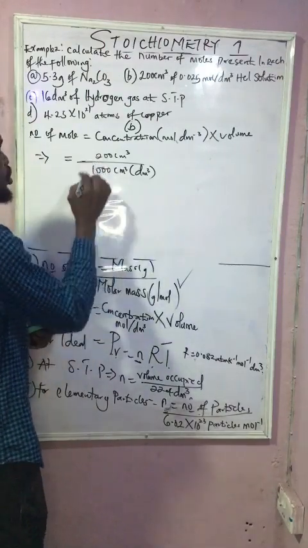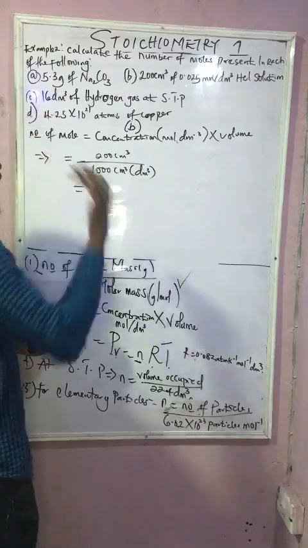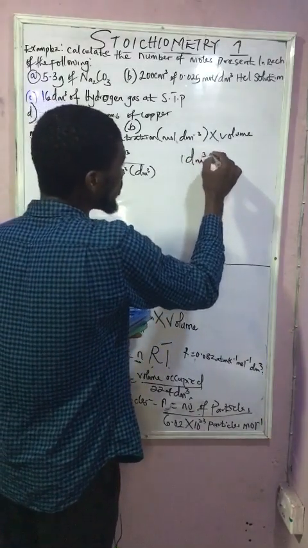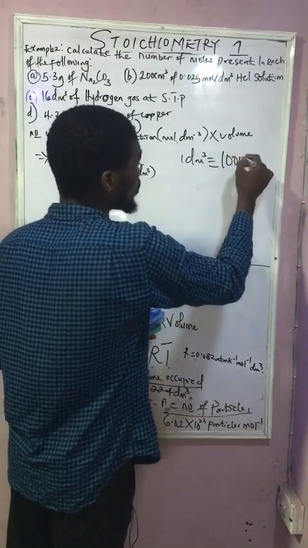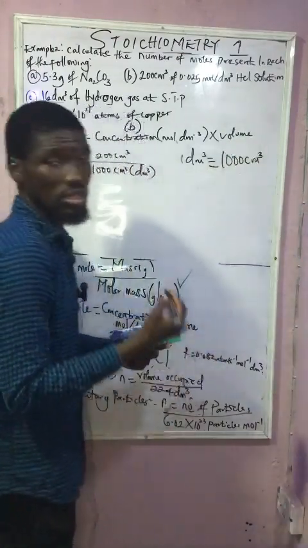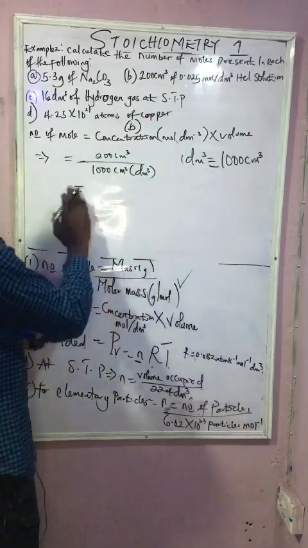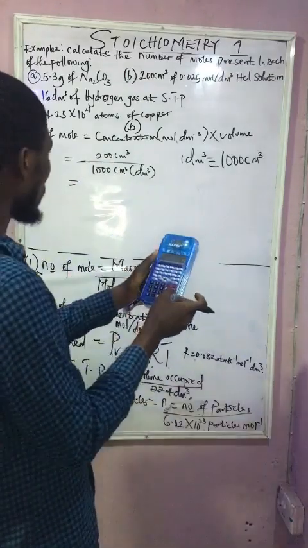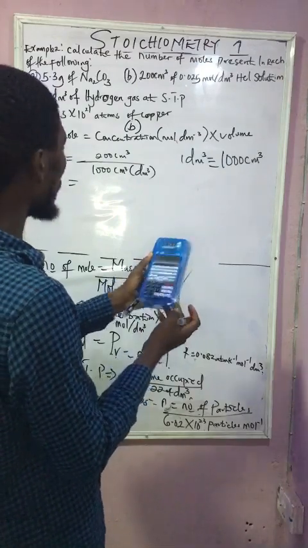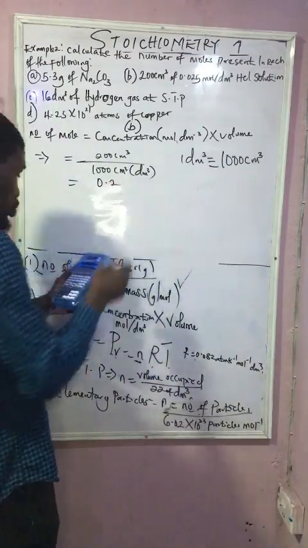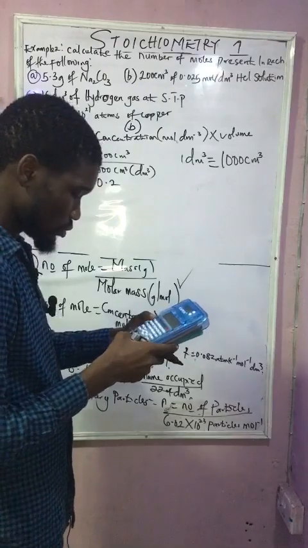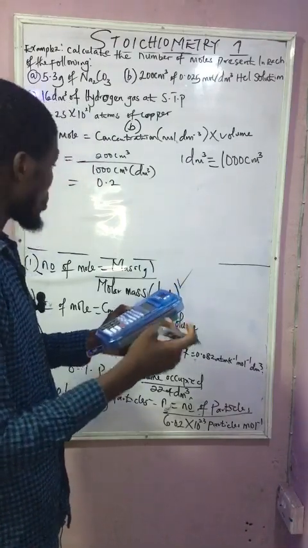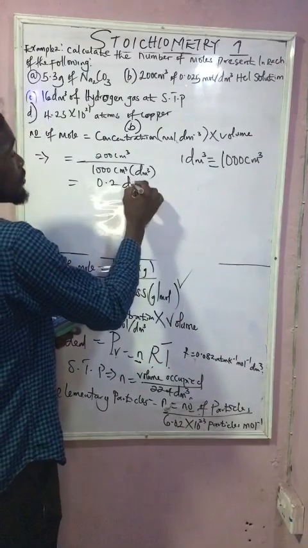So the first thing we are going to do now is how are we going to have our answer in mole? The one thing you should know is that 1 dm cube is always equivalent to 1000 cm cube. So with that, you can set this divided by this. What are we going to have? 200 divided by 1000. We have 0.2. So we have 0.2 dm cube now.